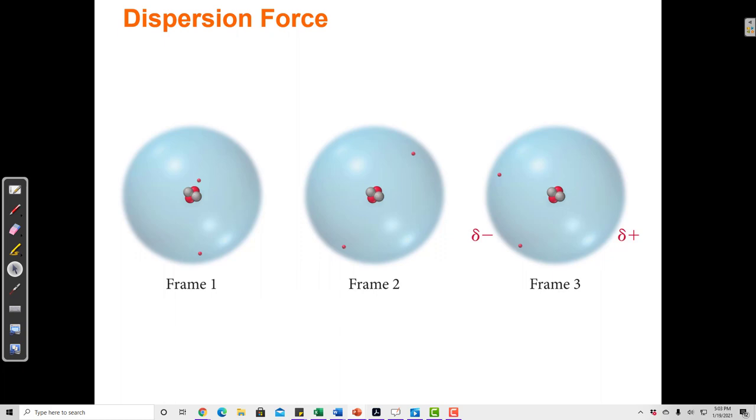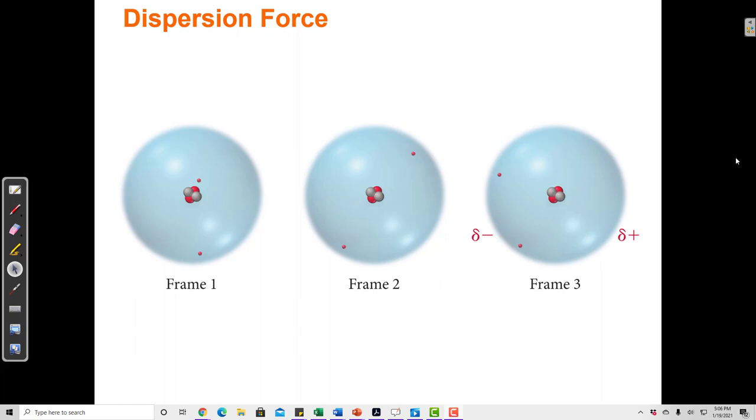So in dispersion, this is a helium atom. I know this is a helium atom because it has two protons and two neutrons and two electrons. Helium is a gas even down almost to absolute zero, which means the particles don't have very much attraction for each other. We can take the kinetic energy all the way down so that the particles have almost zero kinetic energy, and at that point, we can turn helium into a liquid. But up until very close to absolute zero, helium is just a gas the whole time.